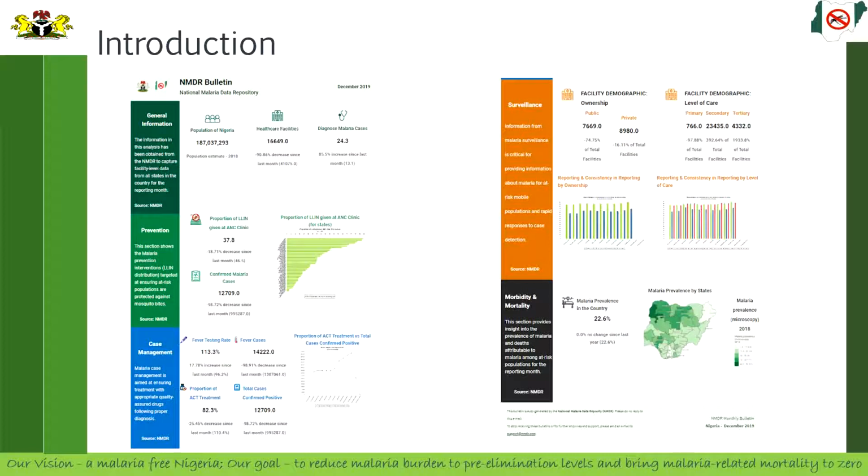One of the sections here, as you are seeing on the screen, is the general information section. We have the prevention section. We have the case management, the surveillance, morbidity and mortality sections. All these things will be explained in detail in subsequent slides. However, what you need to understand here is that when you hear malaria bulletin, this is how it appears.